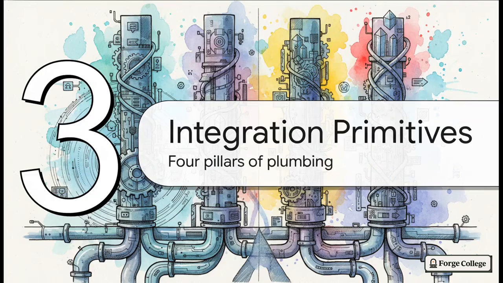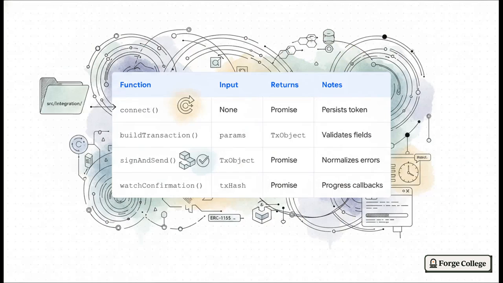Okay, that brings us to section 3, integration primitives. These are the 4 main pillars of our dApp plumbing. Now, in the development programs at Forge College, we put a massive emphasis on separating your user interface from your underlying logic, and you achieve that by using 4 modular functions that should live completely independently, usually tucked away in a folder called src/integration. First up, the connect function. It takes no input, returns a promise, and crucially, it persists that reconnect token we just talked about.